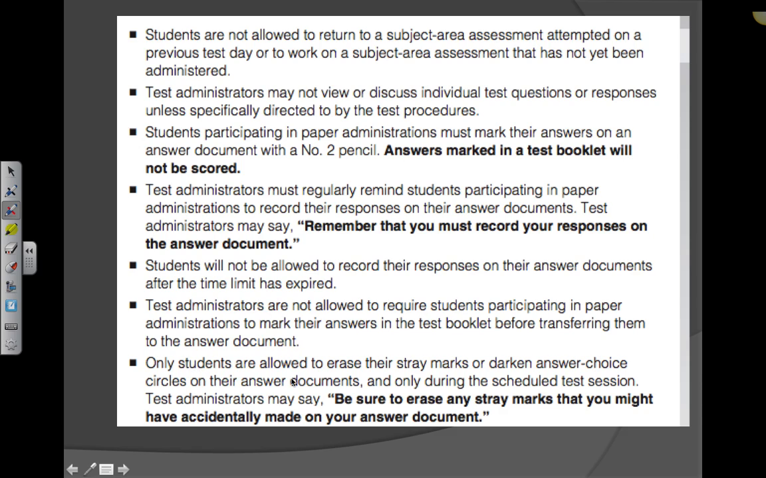And only students are allowed to erase stray marks or darken. You may not point out anything that you see on there. If it's really light, you can only say, be sure to erase any stray marks that you might have accidentally made on your answer document, if you see things like that. But you cannot bubble anything in. You cannot point out any stray marks and things like that.